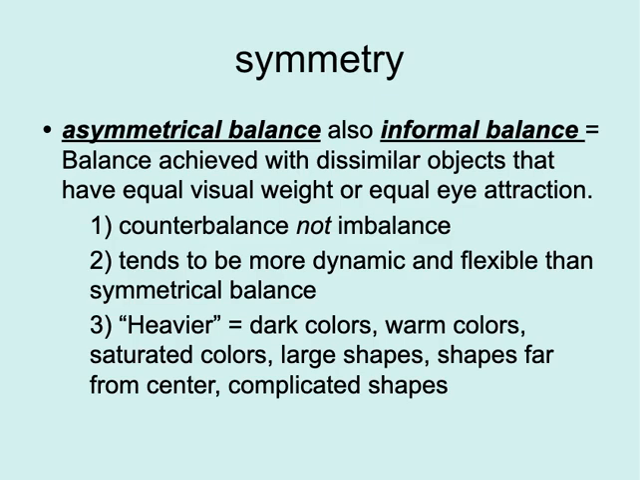Now, asymmetrical balance or informal balance is the balance that's achieved with dissimilar objects on either side of whichever axis you're working with. The idea here is counterbalance. So the image is still balanced. It's not imbalanced. It tends to be a little bit more dynamic and create a lot more activity in the image. It also provides a lot more flexibility with what you're working with.